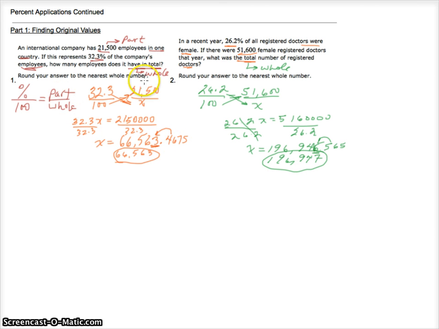So remember to set up your part-whole relationship. The problem gives it to you pretty straightforward. Make sure you round to the nearest whole number.